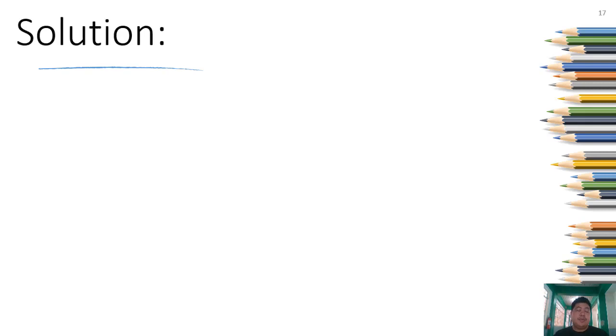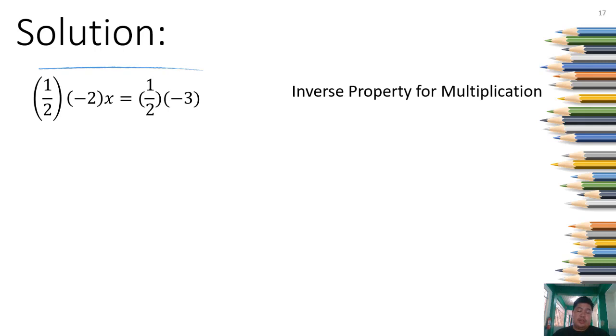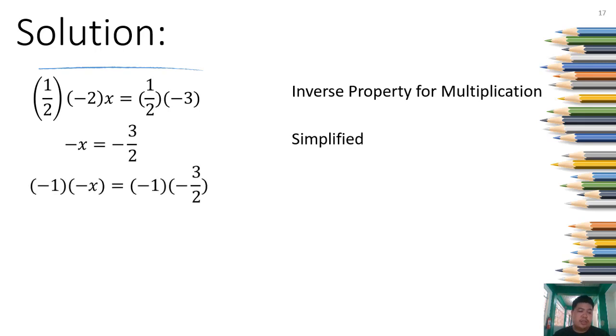And for the next step, we have 1 half multiplied by negative 2x is equal to 1 half multiplied by negative 3. We use the inverse property for multiplication. So next we have negative x is equal to negative 3 all over 2. We just simplify the quantities. Then negative 1 multiplied by negative x is equal to negative 1 multiplied by negative 3 all over 2, by the multiplication property. Then lastly, we have x is equal to 3 all over 2.